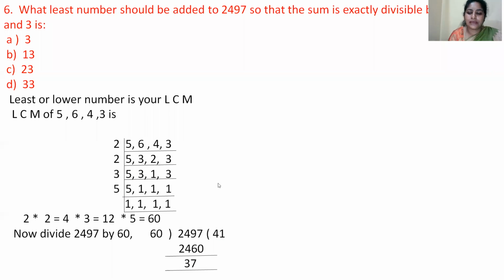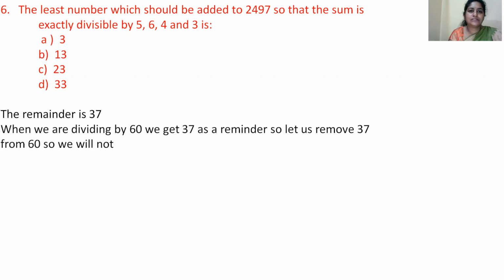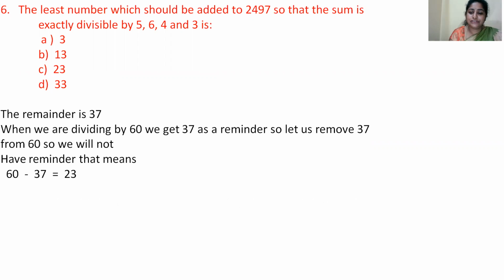Now we can subtract 37 from 60. Why do we have to do that? Because here we are asked to add some number to 2497 so that the number will be exactly divisible. That is, the remainder should be 0 when we divide by 5, 6, 4 and 3. So in order to do that, we have to take 37 out of 60. When we subtract 37 from 60, we get 23.